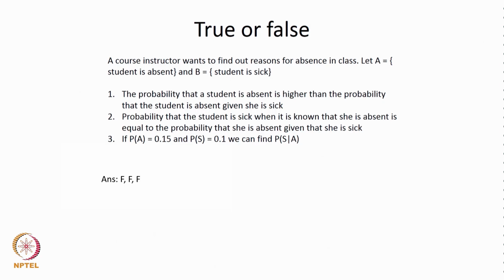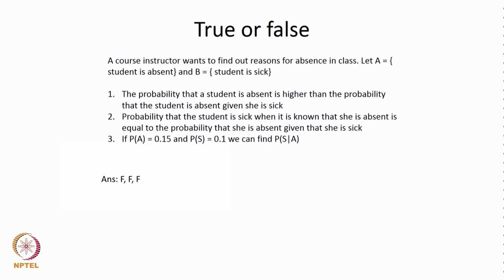So, the answer is false, because generally absence could involve other reasons other than sickness, and because we restrict it to a reason that is sickness, the probability that the person is absent given that the person is sick will be much higher than the probability that the student is absent considering other things other than sickness. Therefore, the answer is false. Next: probability that the student is sick when it is known that she is absent is equal to the probability that she is absent given that she is sick.